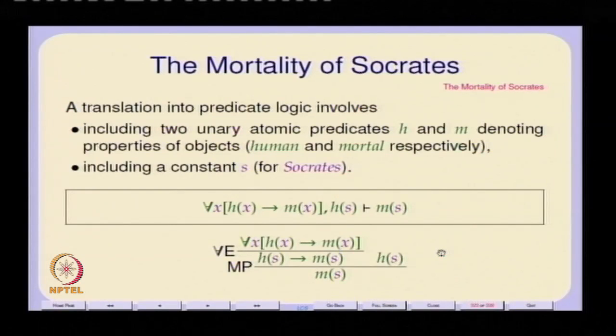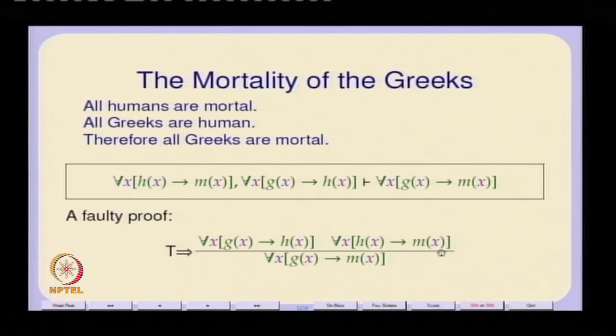We'll see another example here. So here let's look at the mortality of Greeks, right? So all humans are mortal, all Greeks are human, therefore all Greeks are mortal. So this is an argument in which you actually have universal quantification everywhere, right?